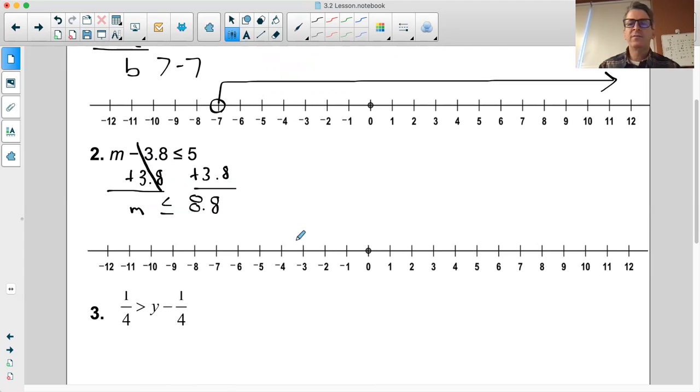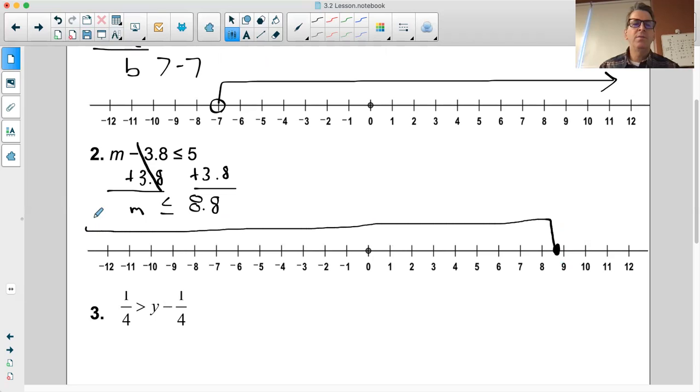Let's find approximately where 8.8 is, which will be right about in here. We're going to put a solid dot at 8.8, and we're going to graph everything less than or equal to 8.8. So everything less than or equal to 8.8 would be graphed for number 2.